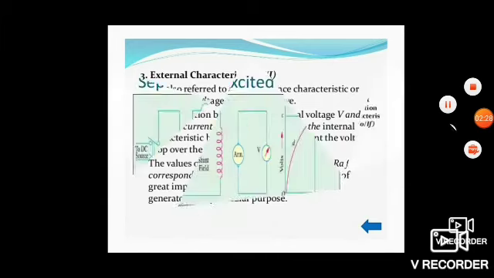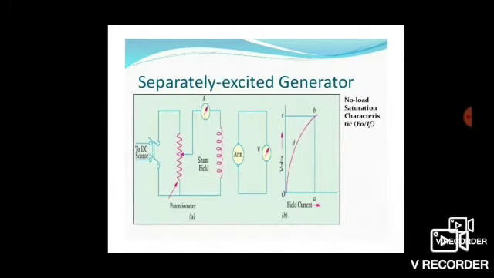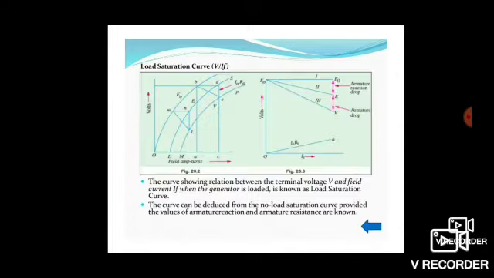The figure shows the separately excited generator. The field winding, that is the shunt winding, is excited by the separate DC supply, and the graph between field current and EG, that is E0, gives the no load saturation characteristics. It is the graph between E0 and IF. It shows the relationship between field current and E0. It is a magnetization curve for the separately excited generator. It is the same for the self-excited DC generator.